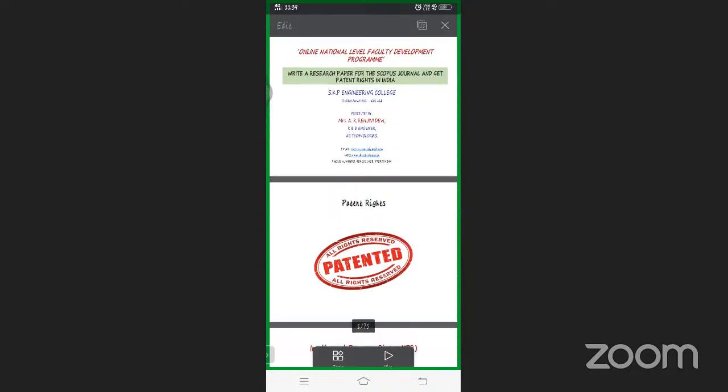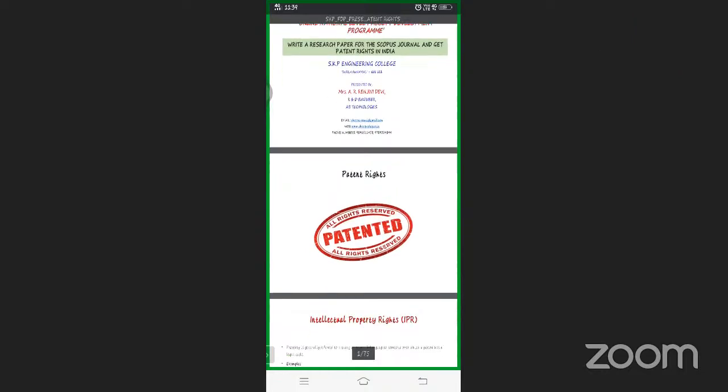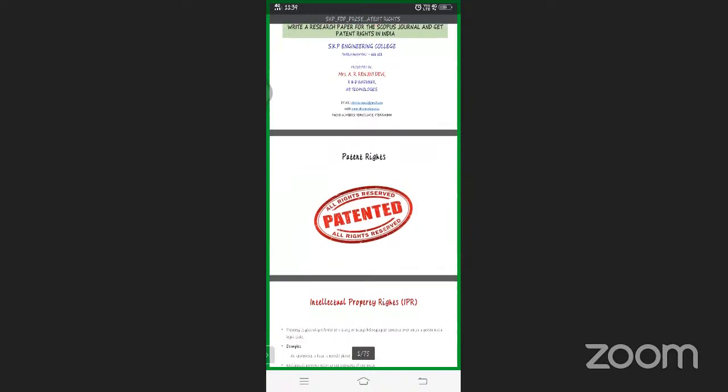Good morning. I am Mrs. A.R. Infini Devi, Research and Development Engineer, AB Technologies. I am here on behalf of our Managing Director, Mr. Kavin, sir, for presenting the title on how to write a research paper for the Scopus Journal and get patent rights in India.